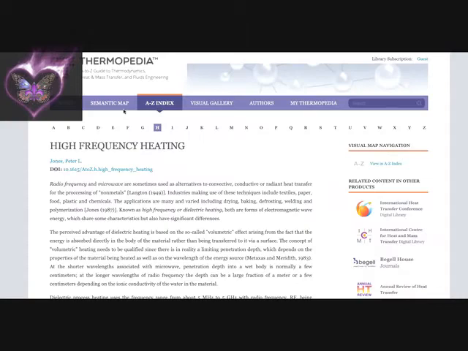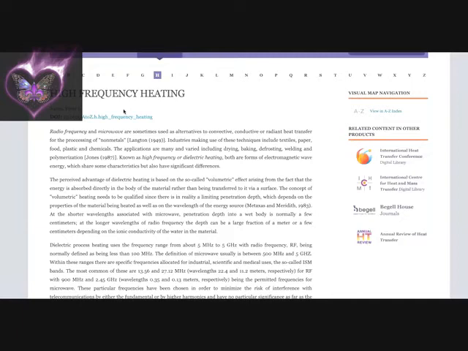Okay, so high frequency heating, thermopedia. Radio frequency and microwave are sometimes used as alternatives to convective, conductive, or radiant heat transfer for the processing of nonmetals. Langton, 1949. So they knew that in 1949, okay, which was after Tesla's death and after the war and before they started naming the storms, when they were experimenting with radar. At that time, they knew this.